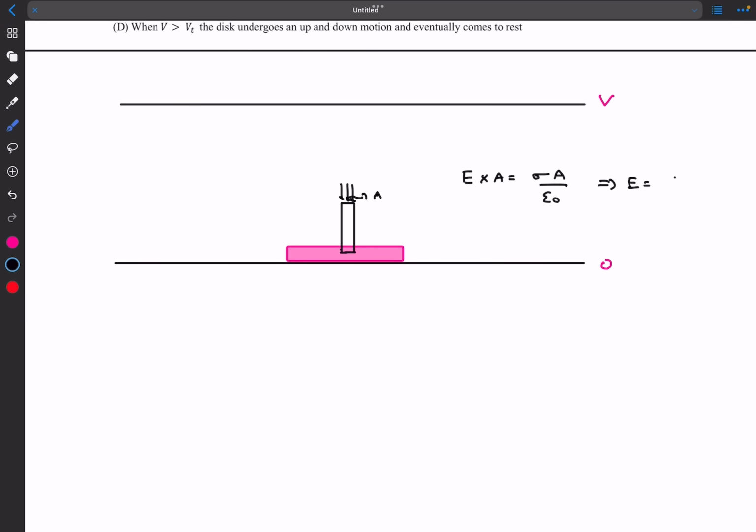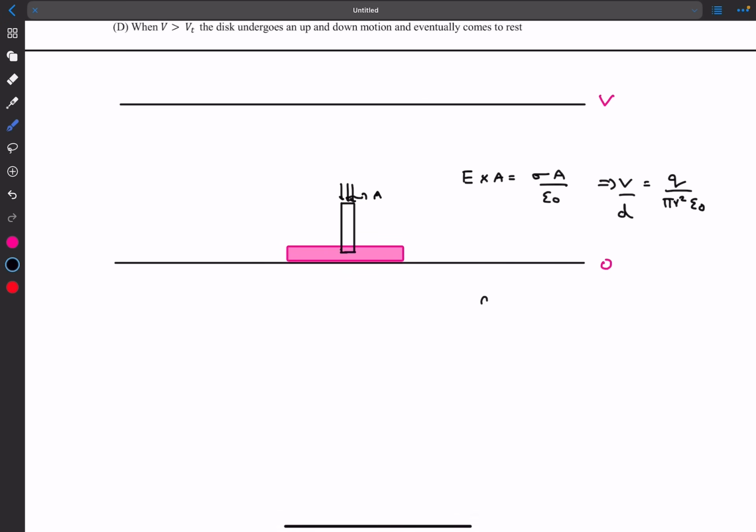Now sigma, we can write it as the charge on the top face divided by pi r squared. Epsilon naught. So now under the assumption that the conductor does not influence the external field too much, this electric field E, we can just consider it as the electric field between the plates, which is going to be V by D. So we can substitute for E as V by D.